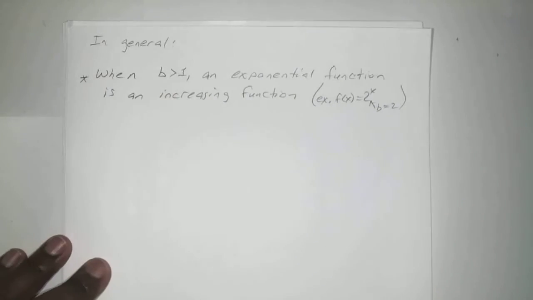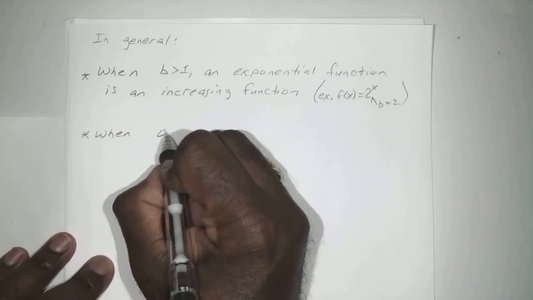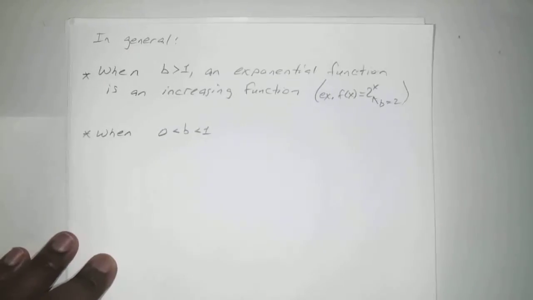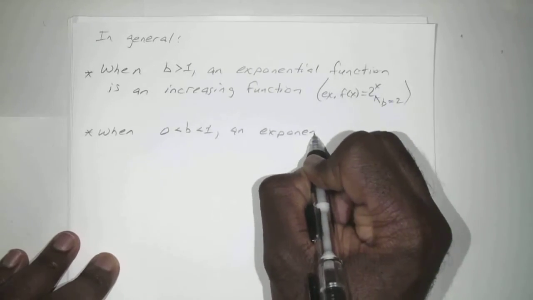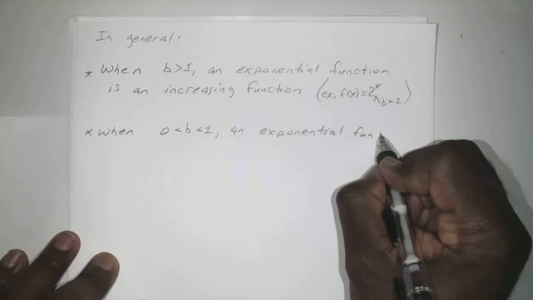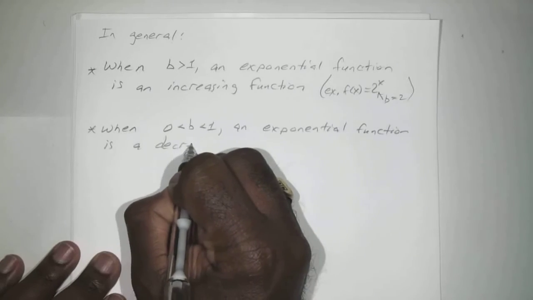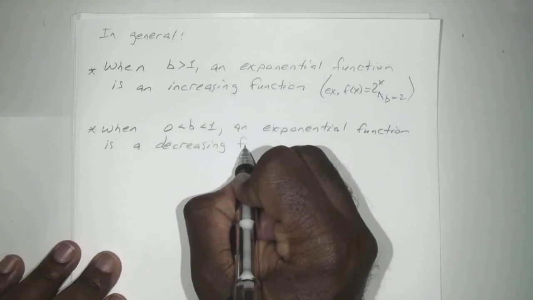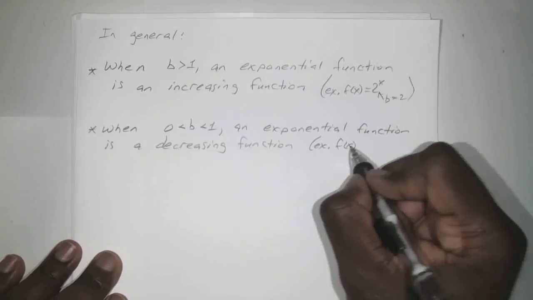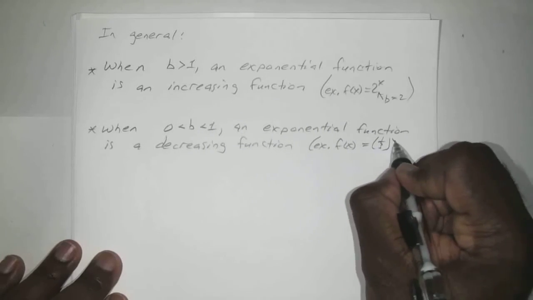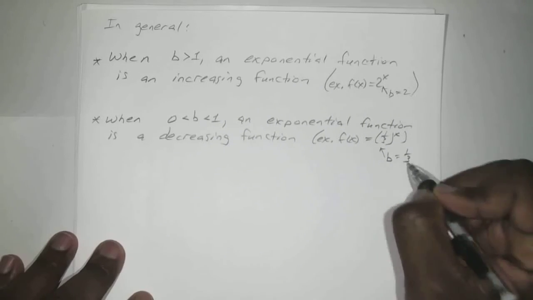But when our base is less than 1, or you can say between 0 and 1, an exponential function is a decreasing function. And we saw that with f of x equals 1/3 to the power of x, where in this case our base was equal to 1/3.